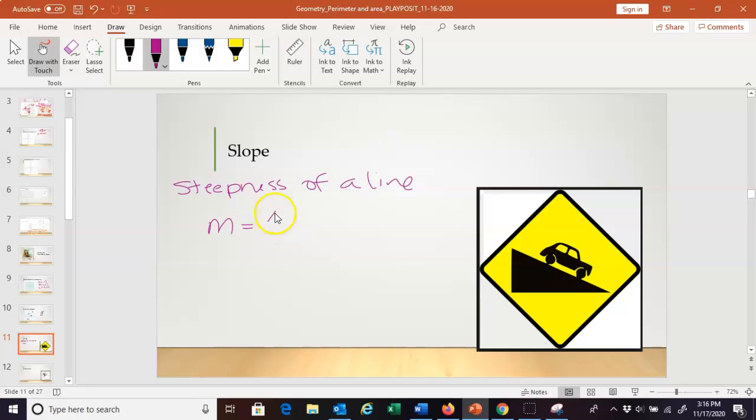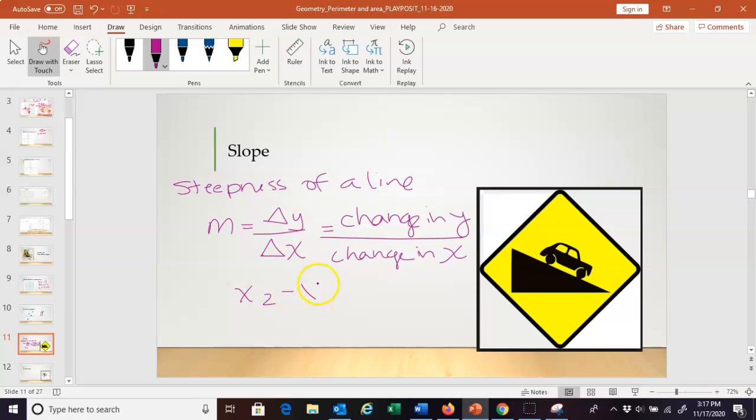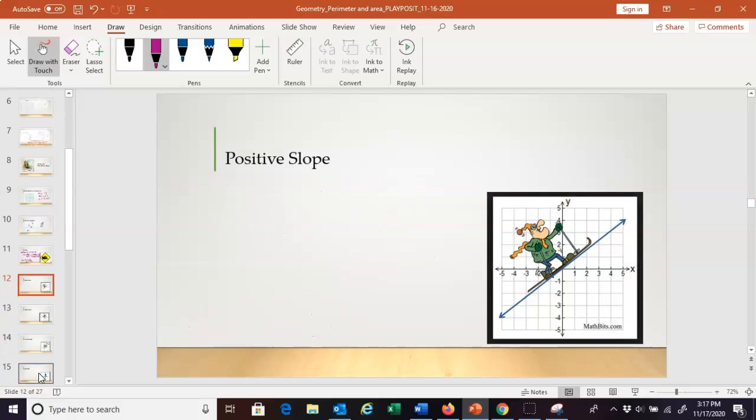But first, let me show you in Greek letters. It's delta y over delta x, delta meaning change. So it's the change in y over the change in x. When you think of the word change, I think of subtraction, like the difference between two things. So here is our formula to find slope: the change in y, y2 minus y1, over x2 minus x1. So you find the slope between 2 points. Y is on the top and x is on the bottom. And we'll go over this more in the next few slides.